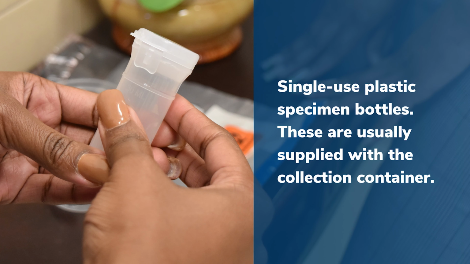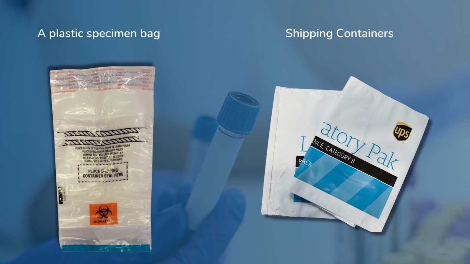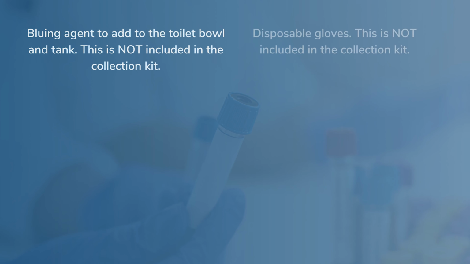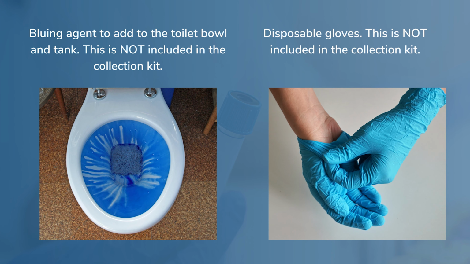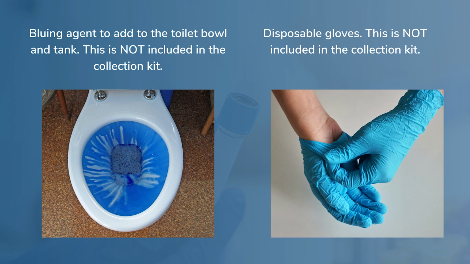Second, you'll need single-use plastic specimen bottles. These are usually supplied with the collection container. Third, you'll need custody and control form with tamper evidence seals. Fourth, you'll need a plastic specimen bag. Fifth, shipping containers. Sixth, a bluing agent to add to the toilet bowl and tank, which is not included in the collection kit. And seventh, disposable gloves. These are also not included as part of your collection kit.